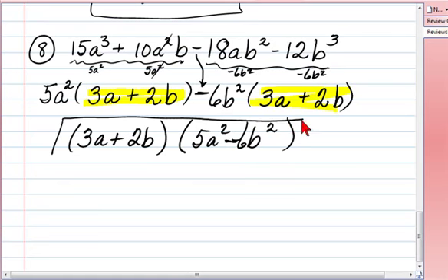And that's my answer. I could check that with FOIL, and I will get the 4 terms that are listed at the top, but they might not come in the same order, but that doesn't matter. All right, that's number 8.